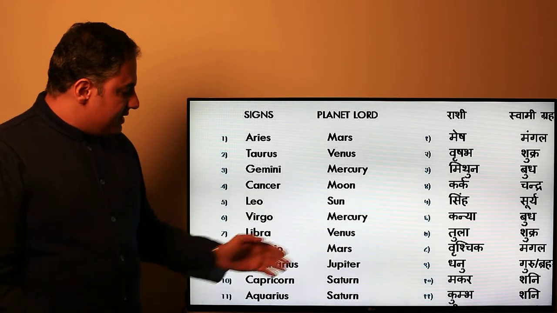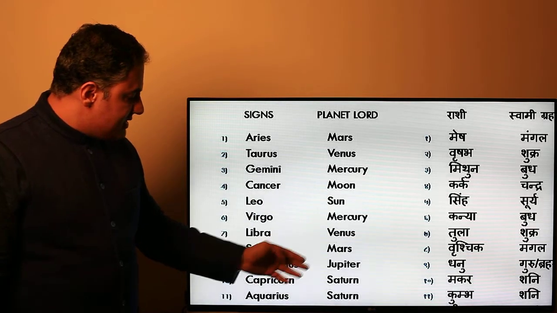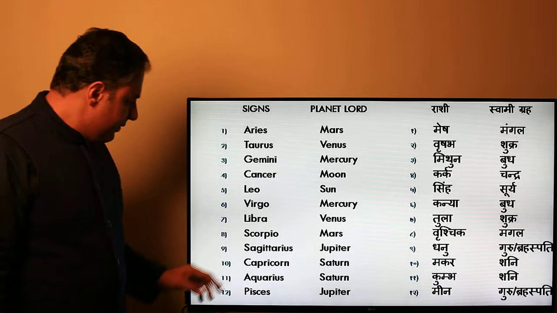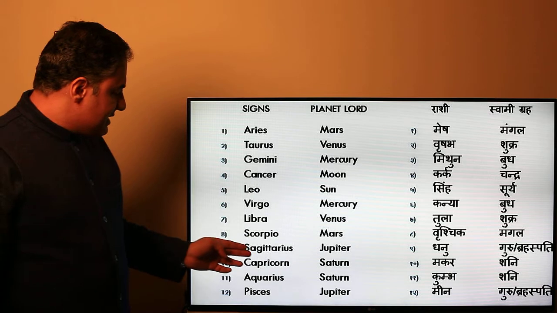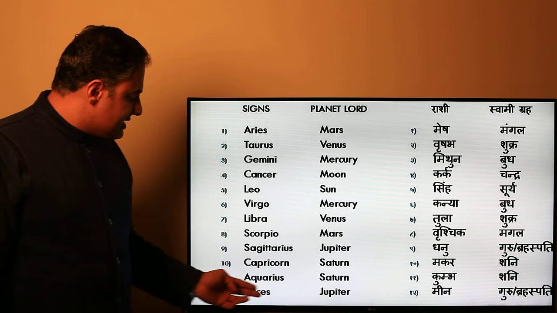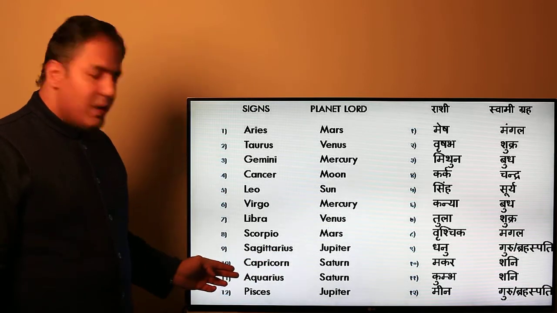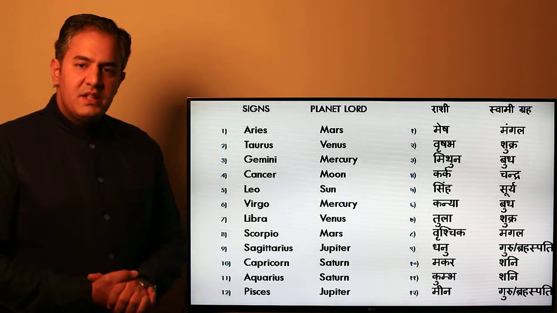So if you learn it in this order, it becomes very easy initially to learn this. And apart from it, Jupiter rules the sign Sagittarius and the last sign Pisces, along with Saturn ruling Capricorn and Aquarius. I will show you another slide for this.